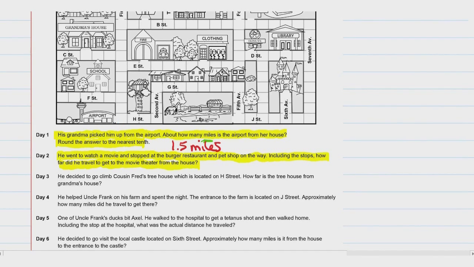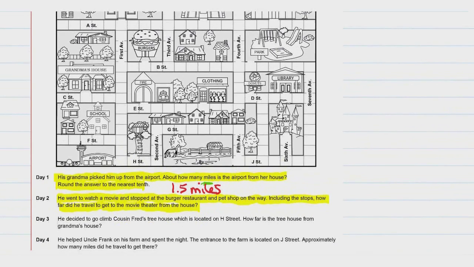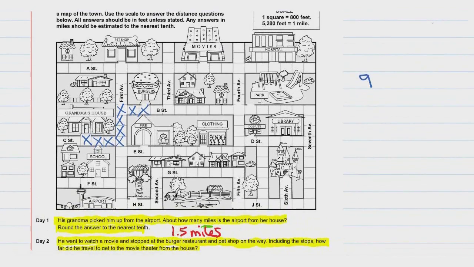So he is starting off at his grandma's house. So he's going 1, 2, 3, 4, 5, 6, 7, 8, 9. He goes 9 squares to get to the burger restaurant. He orders a burger, some fries, and a soda, and he comes back out and starts heading to the pet shop. So he's going to come out, so we have to count this square right here again because he's coming out of the burger restaurant. So this is 1, 2, 3, 4, 5, 6, 7.